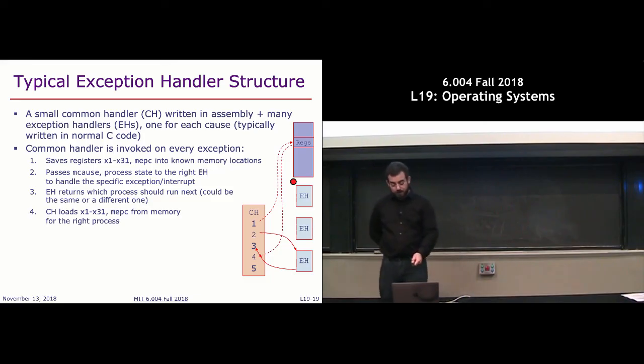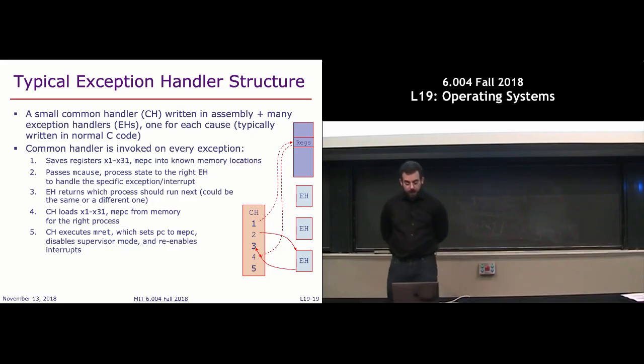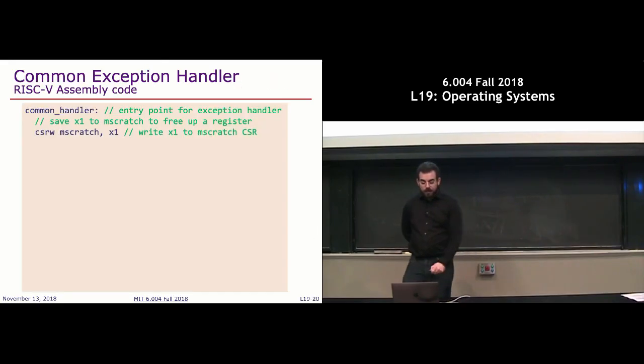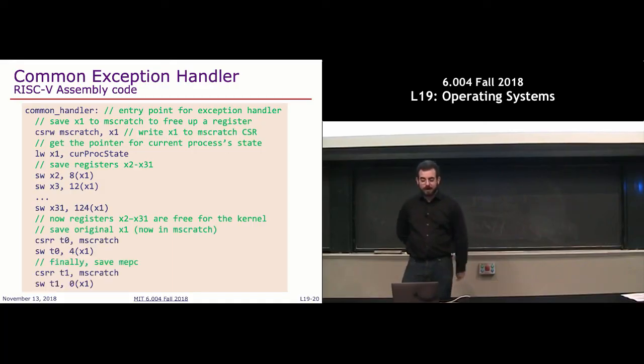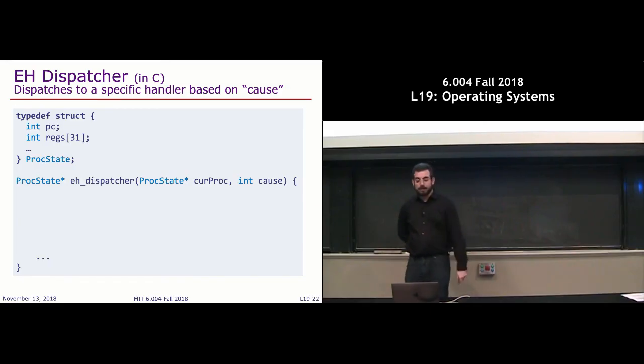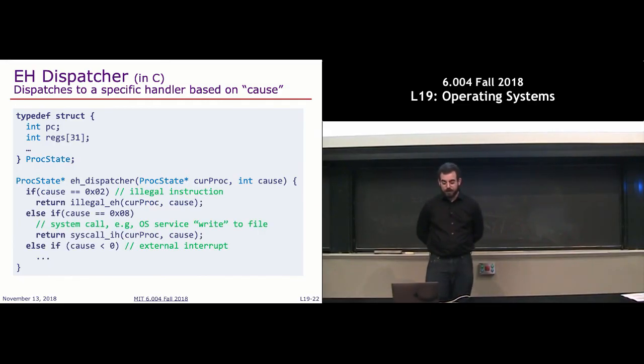And then the common handler does sort of the reverse thing. It reloads the registers from memory into the actual registers, and then it returns. It calls mret, which does this fairly difficult dance of setting different pieces of state at the same time. It takes the MEPC and sets the PC to it. It also disables supervisor mode and re-enables interrupts all at the same time, so then we jump back into process code. The code that you'll see tomorrow in recitation is how to implement both the common exception handler and the dispatcher into different exception handlers.